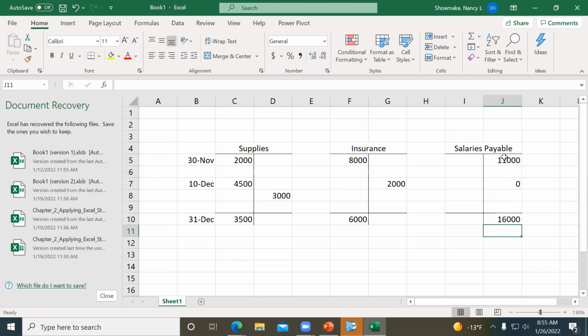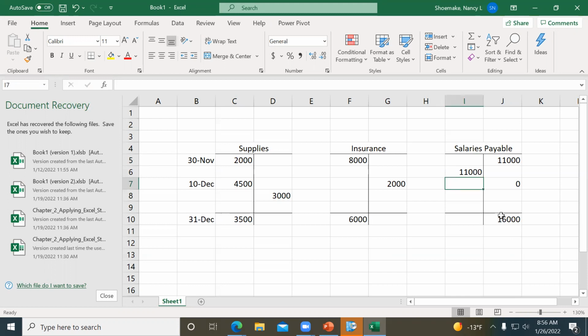It told us we paid the salaries in December for November for 11,000, which means, think about it. In November, we showed salaries expense 11,000, salaries payable 11,000. Now in December, it tells us we paid the salaries. We would have debited salaries payable 11,000, and we would have credited cash. So what happened that we now show a $16,000 balance in salaries payable? That's for December, right? Correct.